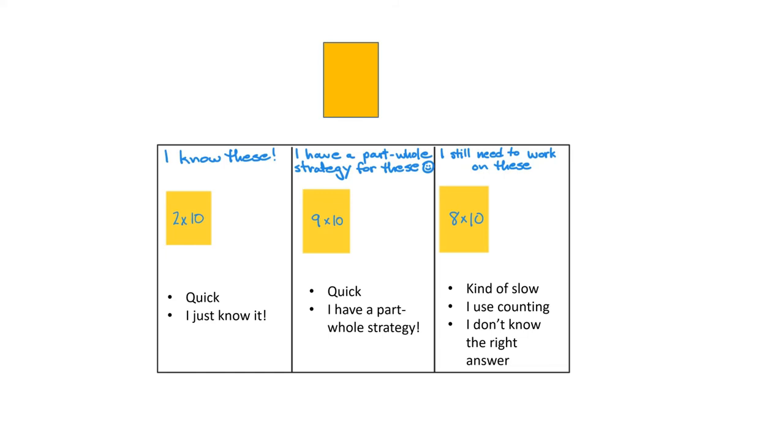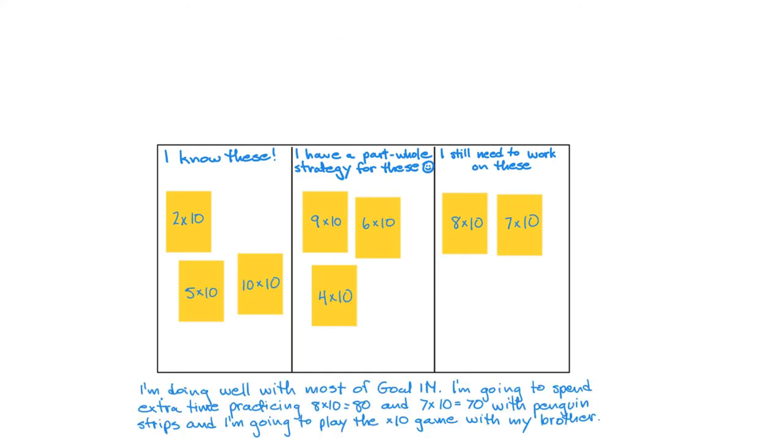So if you didn't get the answer right, if you didn't know the answer, if you needed to use skip counting, or even if you used one of the other methods, but you were just kind of slow, then in that case, you would put your card in the far right column.